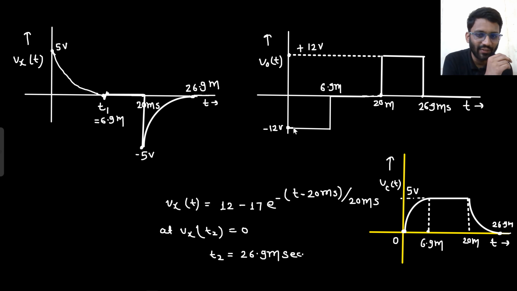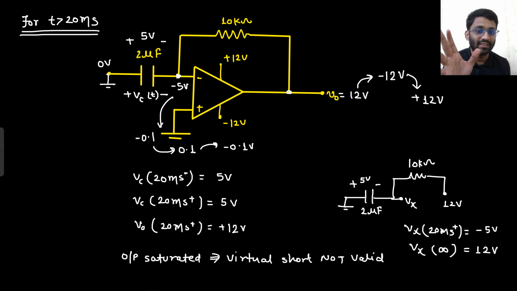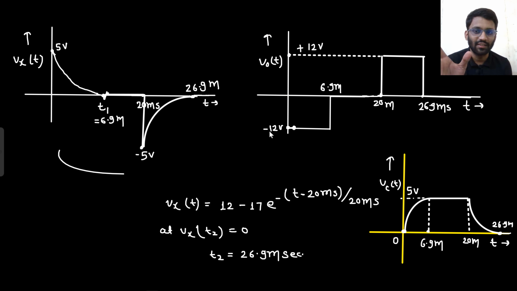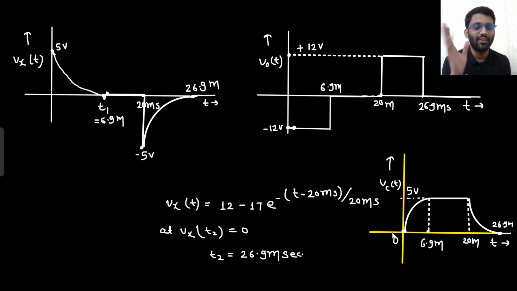They asked the value of V naught here. IITs asked the very simple question. They asked the V naught value at t equals 0 plus. But there were a lot of things to ask in this question. These are the final waveforms. They could have asked you anything. They could have asked you the value of V naught at t equals 23 millisecond. That will be plus 12 volt.